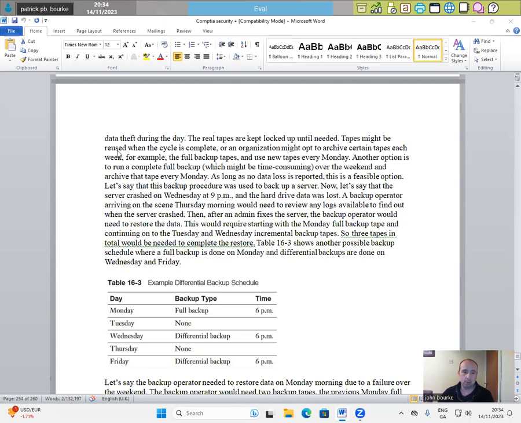Tapes might be reused when the cycle is complete, or the organization might opt to archive certain tapes each week. For example, archive the full backup tapes and use new tapes every Monday. Another option is to run a full backup, which might be time consuming, over the weekend, and archive that tape every Monday as long as no data loss is reported. This is a feasible option.